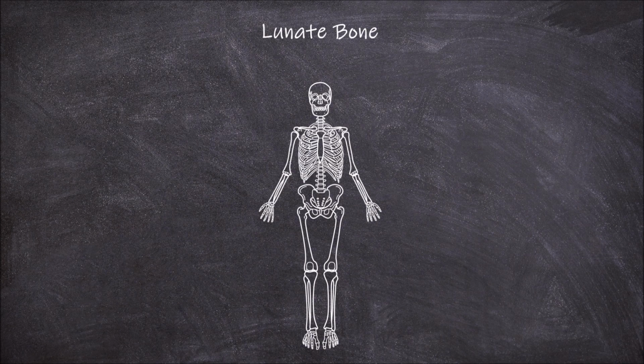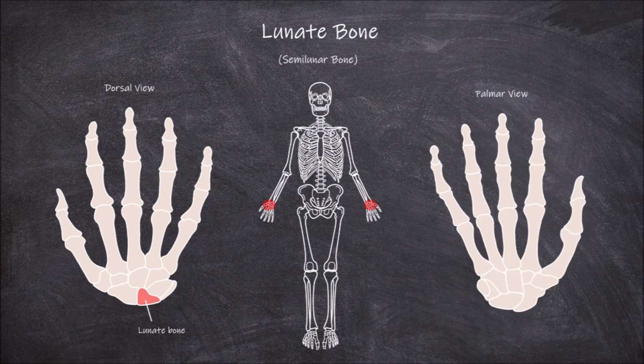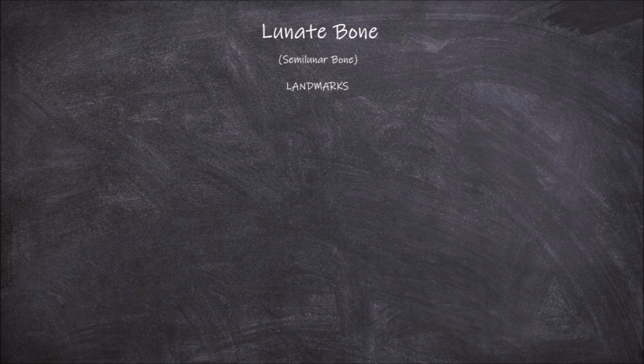This bone is also known as the semi-lunar bone. The lunate bone is located in the wrist region of each hand. If we look more closely at the dorsal view of the right hand, which is the back of the hand, we can see here highlighted in red the lunate bone is located in the middle of the wrist. If we now look at the palmar view, we can see it again highlighted in red amongst the other wrist bones. Now we are going to look at the different landmarks and features of the lunate bone.